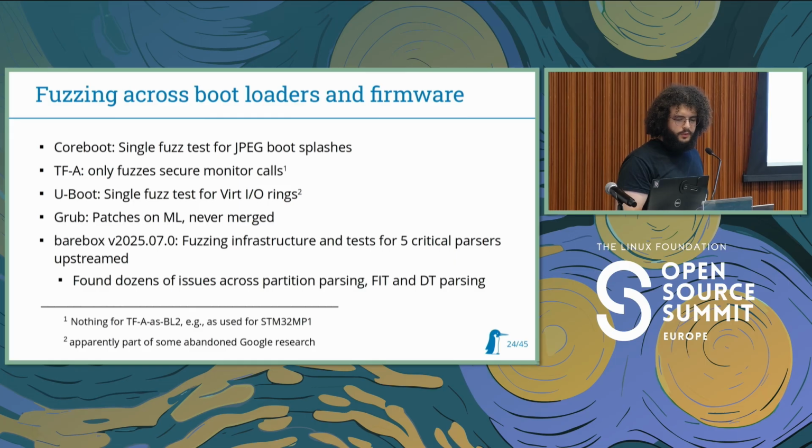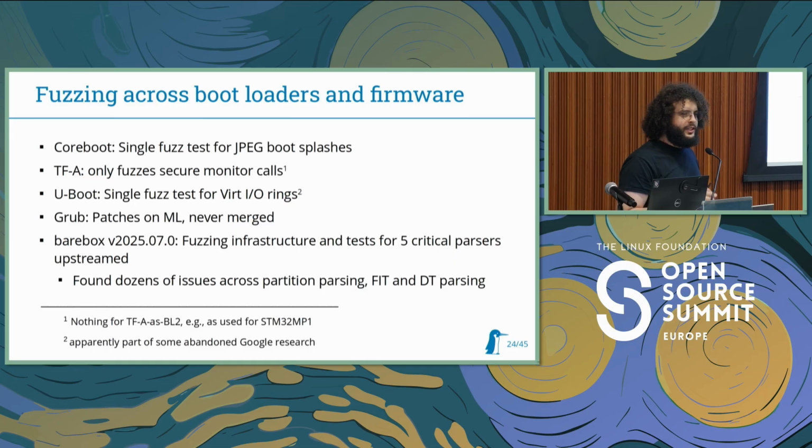So I did a small survey. Coreboot has a proof of concept fuzzer for JPEG boot splashes. Okay, but nothing more. Trusted Firmware-A has hardening measures in place, and it's also used on some system on chips as bootloader, as BL2 in ARM speak, and they don't have any fuzzing for the stuff that they load there. I looked at U-Boot. U-Boot has a single fuzz test actually for virtio rings, which sounds really cool.